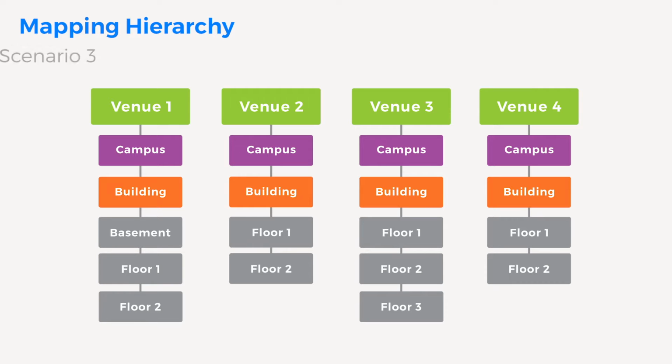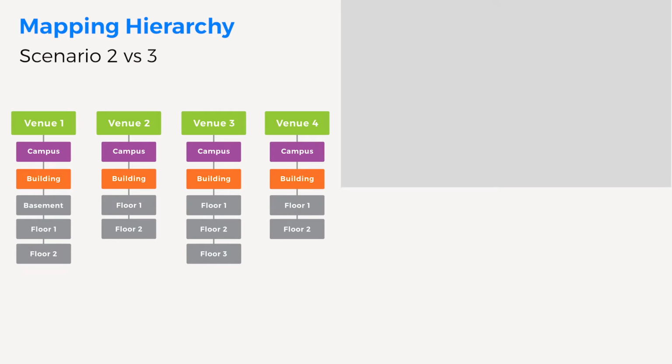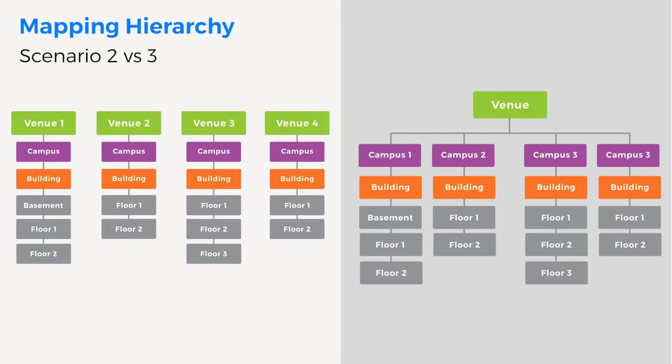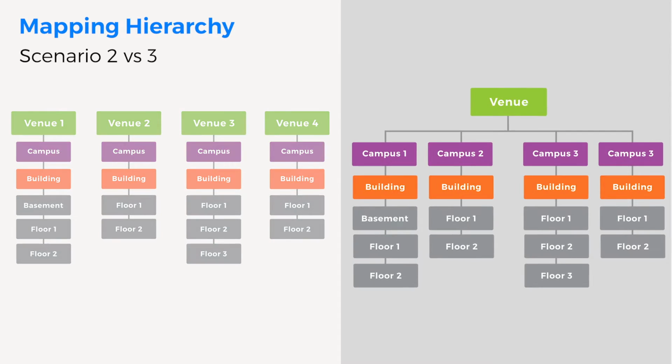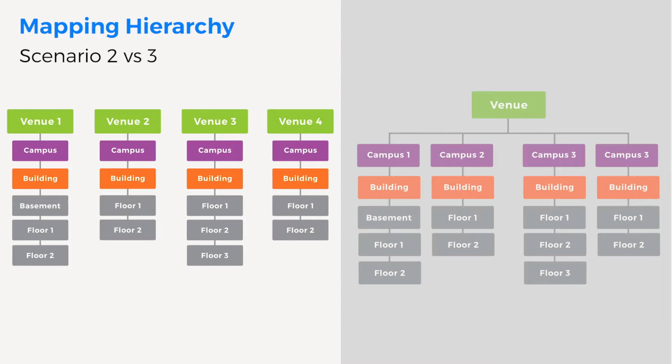So what does this accomplish? How does this differ from the second scenario? It really just boils down to publishing. If we bundle all our campuses into one venue like scenario 2, then when we publish our updates, we're going to publish for all campuses. Scenario 3 gives us a bit more control. We can publish each venue separately. So find the venue hierarchy that works best for you and your setup.